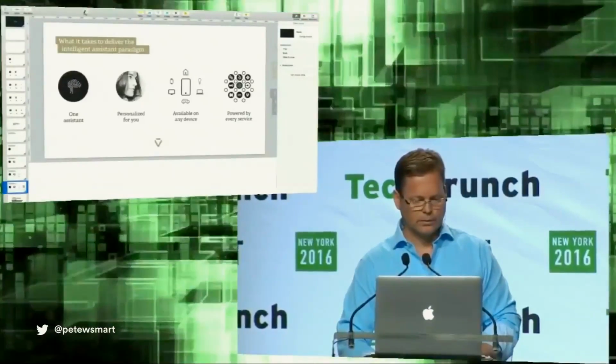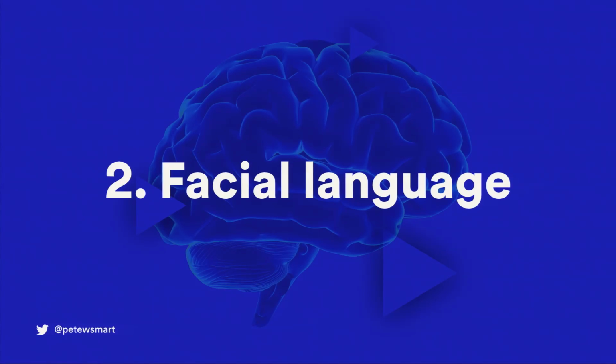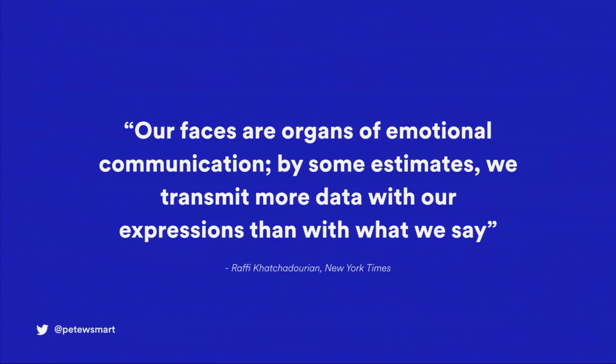This is amazing stuff. So we're going to keep moving now from natural language into facial language. Facial language, you've got to be kidding, right? This surely cannot be where we're going right now. Yes, we're going into facial language. Rafi Kachadurian from the New York Times says that our faces are organs of emotional communication. By some estimates, we communicate more with our faces than we do with what we say.